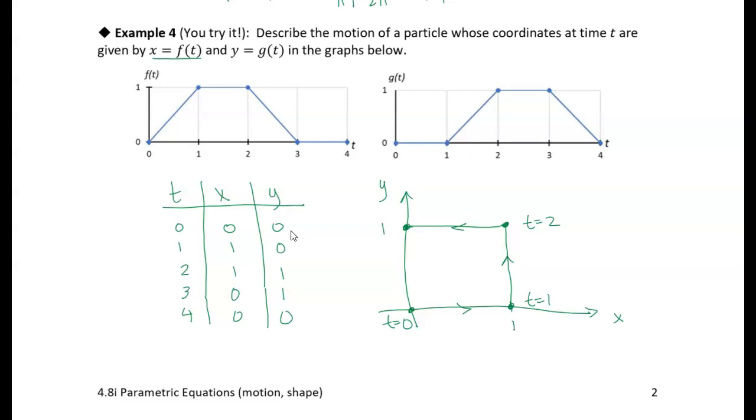And then finally at t equals 4, let me write, this is t equals 3. Finally down here at t equals 4, we're back to where we started. So essentially we've traced out a square. And that's all there is to it.